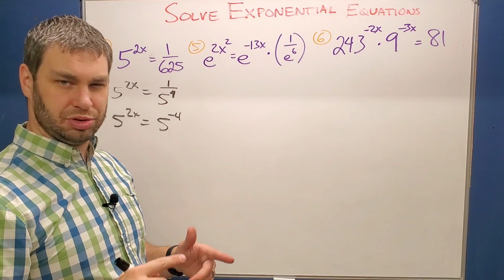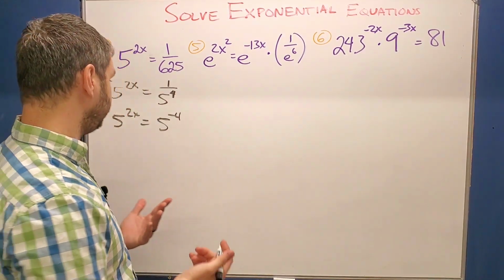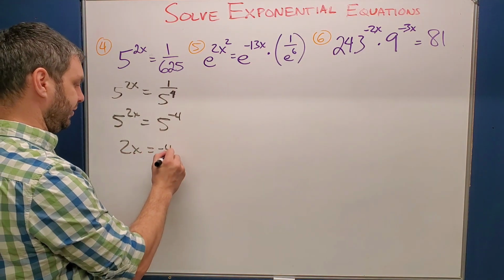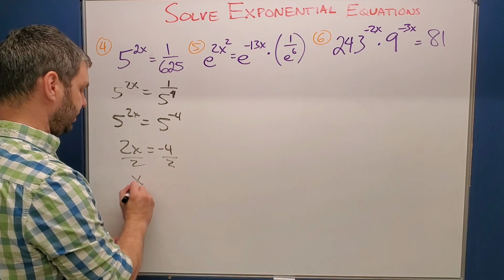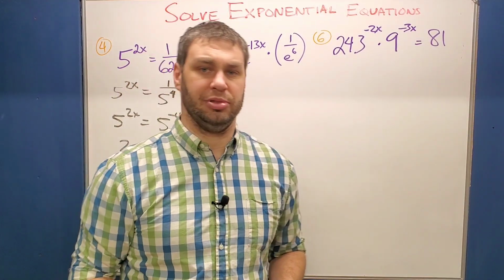All right, so you just have to remember that rule of exponents: if you switch sides, the sign also switches. Okay, and if that's true, then I'm going to have 2x equals negative 4, divide by 2, and of course, x equals negative 2. So once you get that part, the rest of that problem is pretty simple.